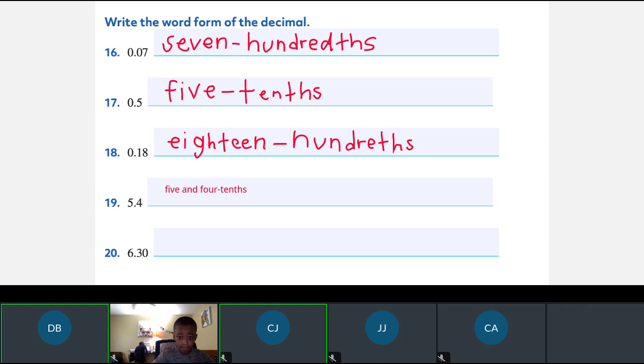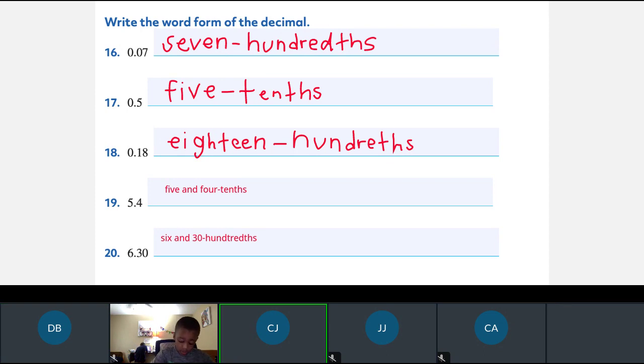All right, let's look at our last one down here. We have 6.30. So that is going to be 6 and 30/100ths. 6 and 30/100ths. Yes, Charleston.